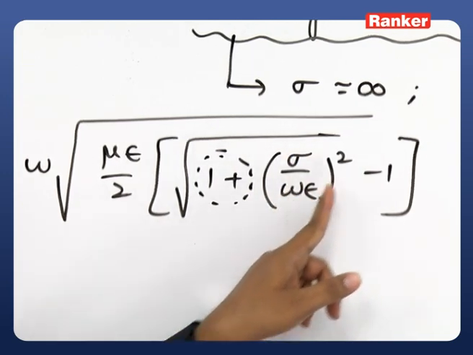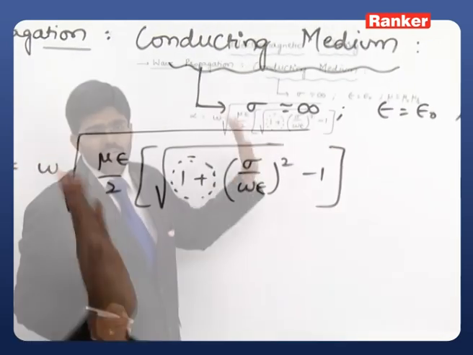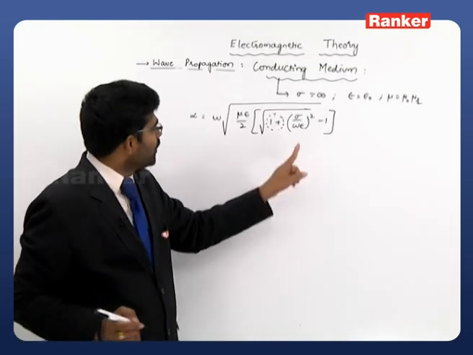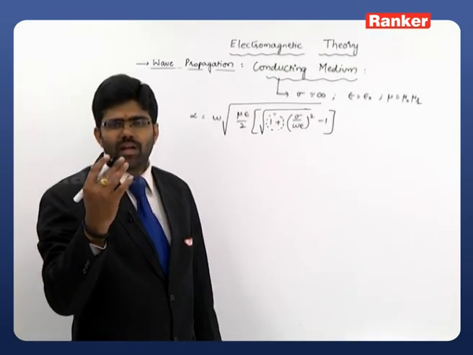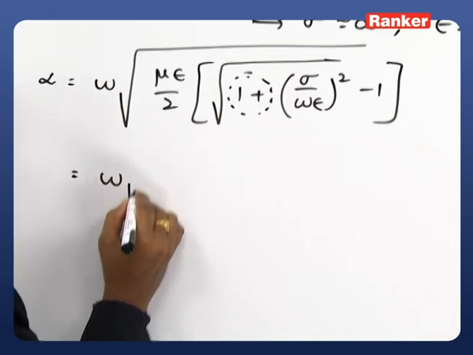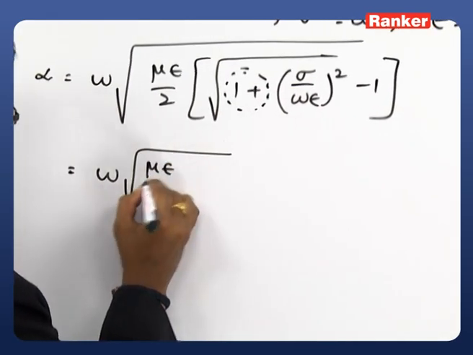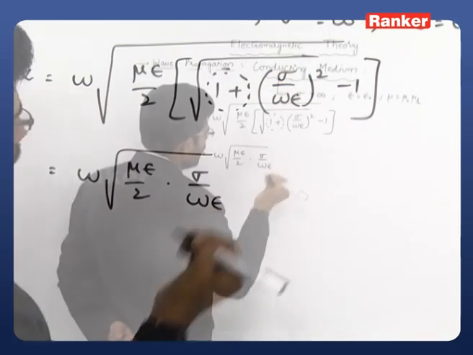Sigma by omega epsilon minus 1, that is what we get. This one also can be neglected. So clearly remember, we are neglecting the remaining terms because of their high value. It's a very, very high value, that's why we are neglecting it. Then what is the equation for this? What we got: mu epsilon by 2 multiplied with this term only, that is sigma by omega epsilon.